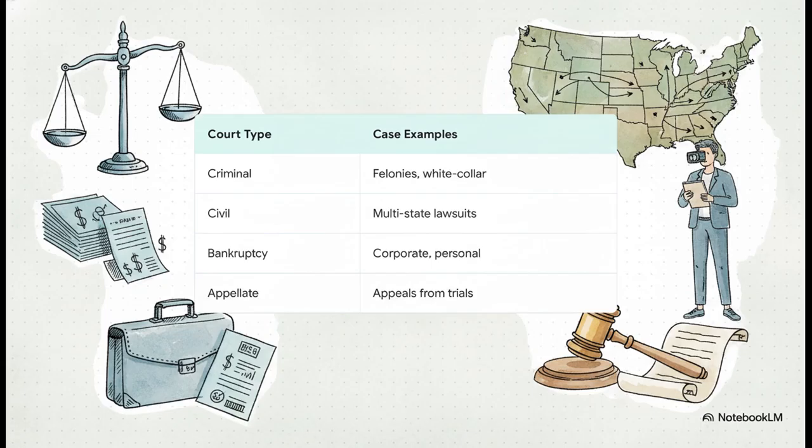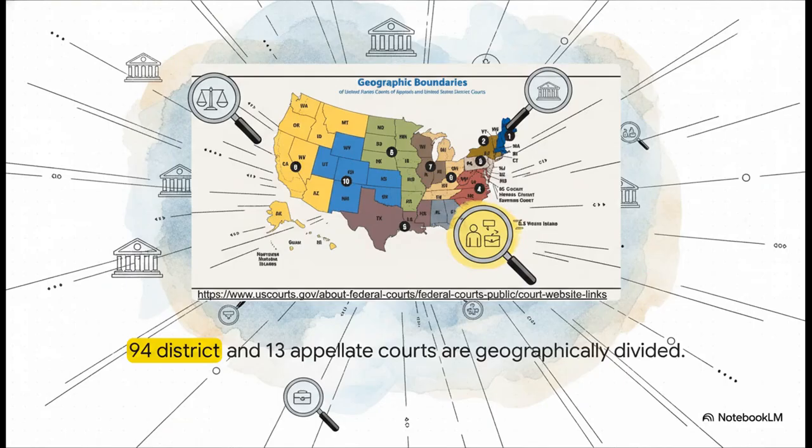Knowing exactly which bucket your target falls into is a massive help, because you'll need to specify this to narrow down your search later. Geographically, the whole system is divided into 94 district trial courts and 13 appellate courts across the country. It's kind of like a giant puzzle. Knowing where a person lives, works, or where a company does business gives you a huge advantage. If you know they operate entirely out of Florida, for example, you can focus your search on those specific districts rather than hunting blindly across the entire United States.